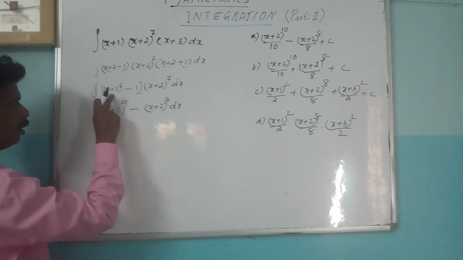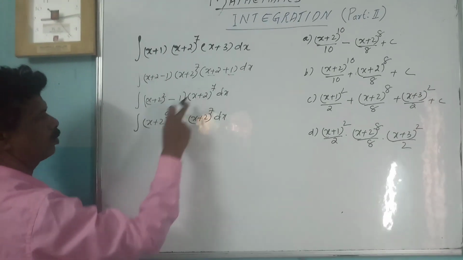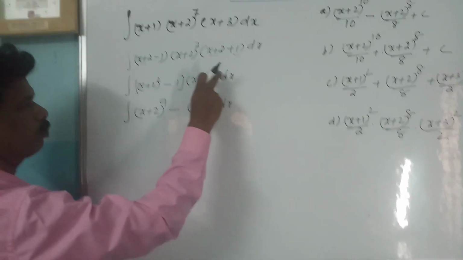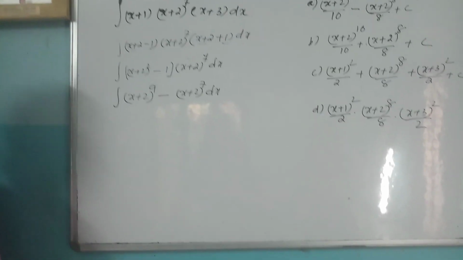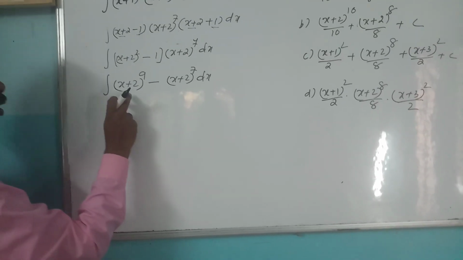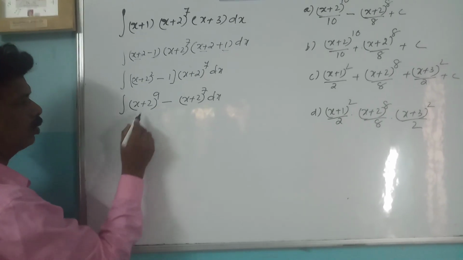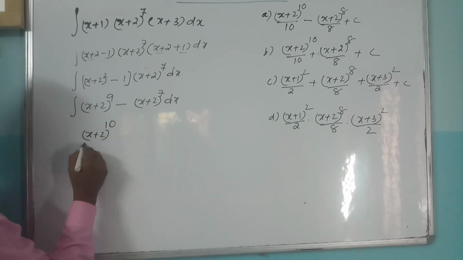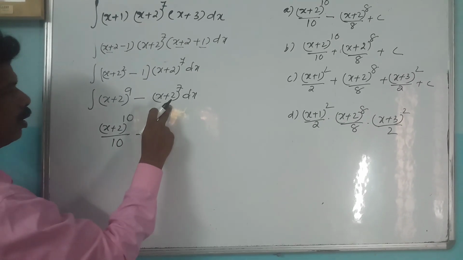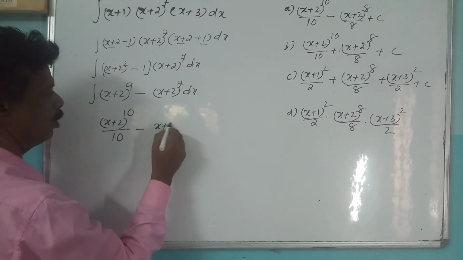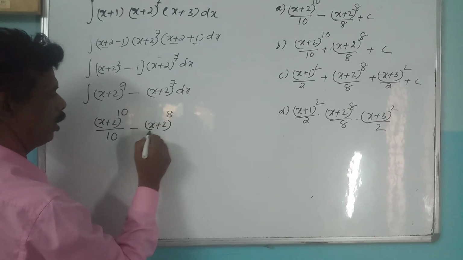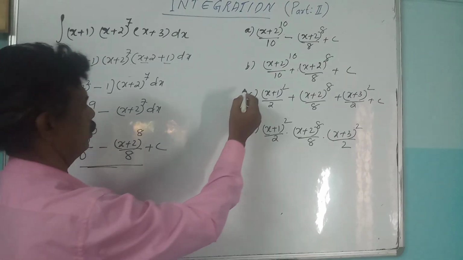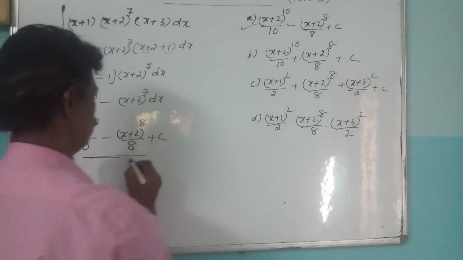(x plus 2) the whole square into (x plus 2) the whole raised to 7 is (x plus 2) the whole raised to 9 minus 1 into (x plus 2) the whole raised to 7 dx. Integral of x raised to n is x raised to n plus 1 by n plus 1, that is (x plus 2) the whole raised to 10 divided by 10. Similarly, (x plus 2) raised to 7 gives (x plus 2) raised to 7 plus 1, 8 divided by 8, plus c. That is our answer. So the answer is first, answer A.